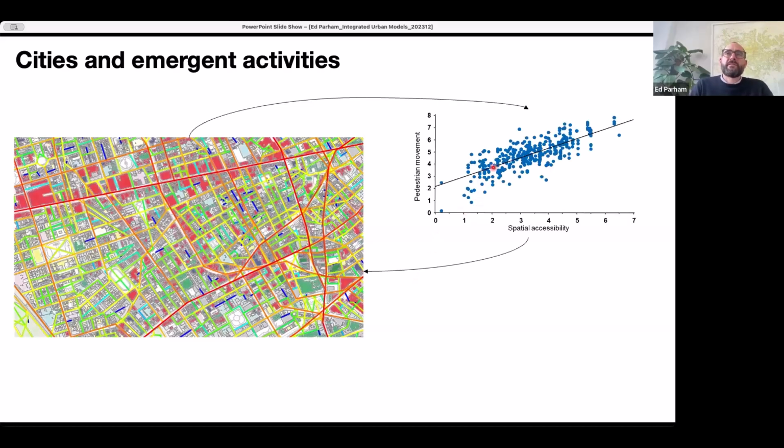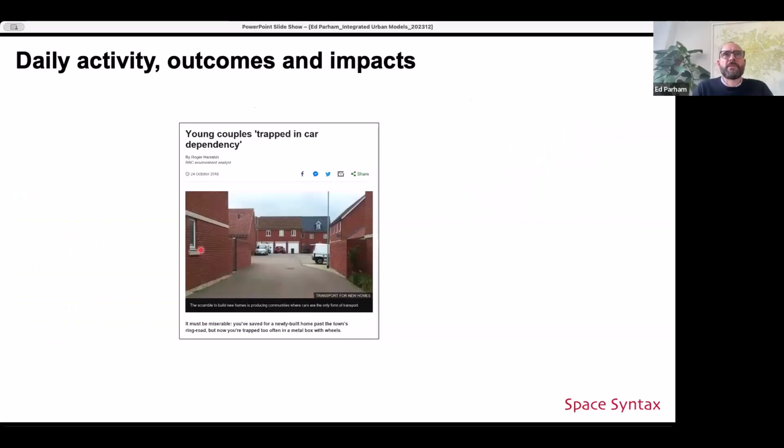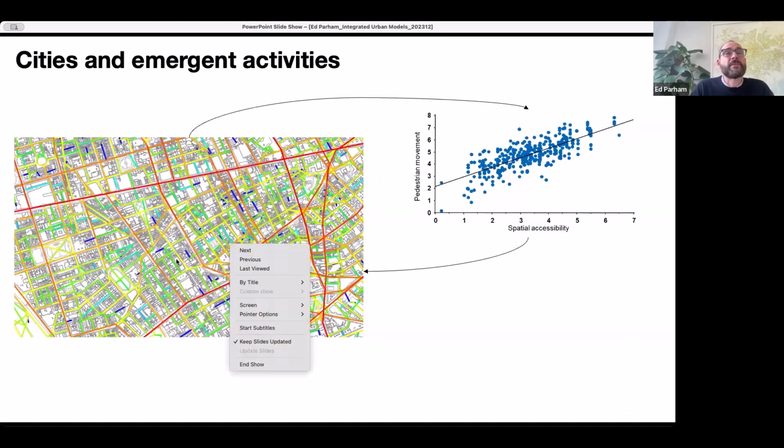Once you can see where there's pedestrian movement or where people are, there are certain things in a city that need to be close to people and certain things that need to be further away from them.